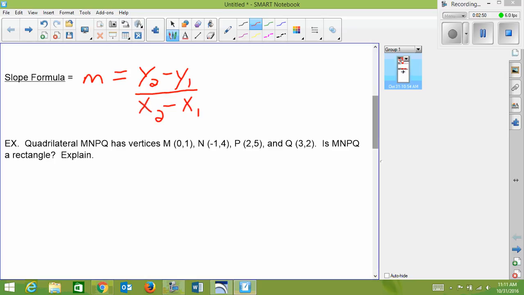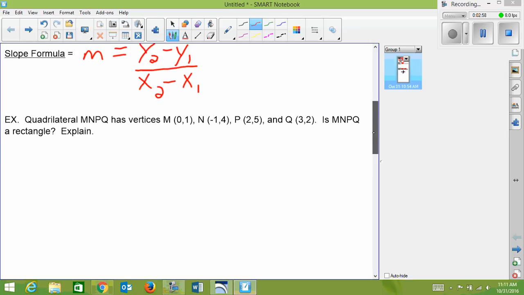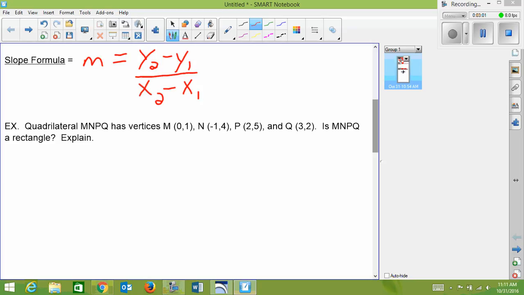Just as a reminder, the slope formula: you do y2 minus y1, and it has to go over the top of x2 minus x1. We should know that, but just in case we need a reminder. Quadrilateral MNPQ has vertices of M (0, 1), N (-1, 4), P (2, 5), and Q (3, 2). Is MNPQ a rectangle? Explain. Again, I could graph this and then use the distance formula to check for two pairs of equal sides, but I'm going to find the slopes of all of them and do it that way.